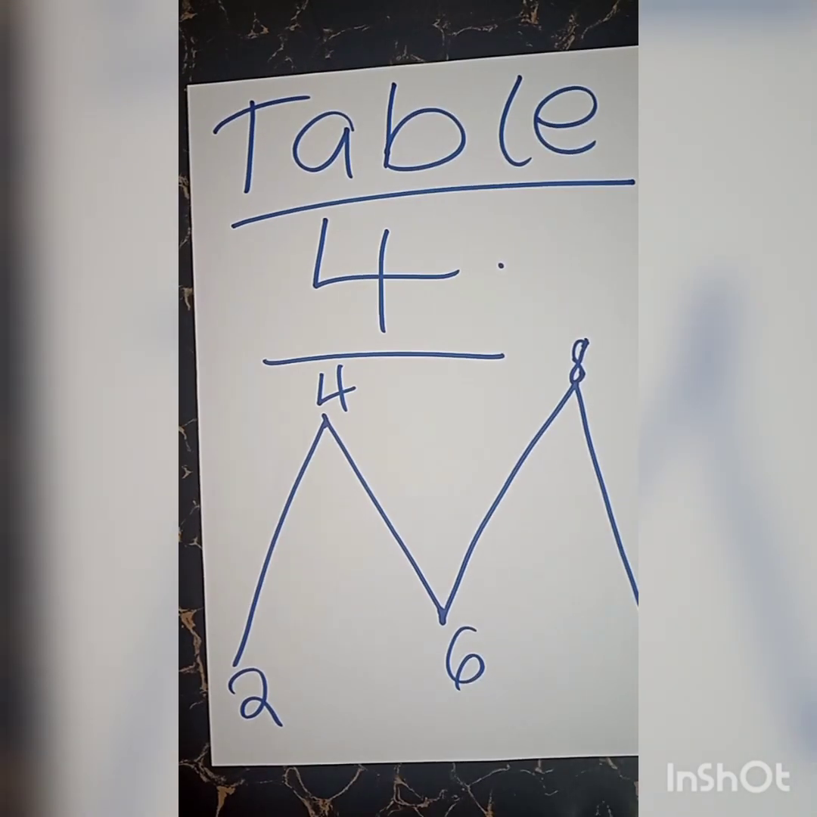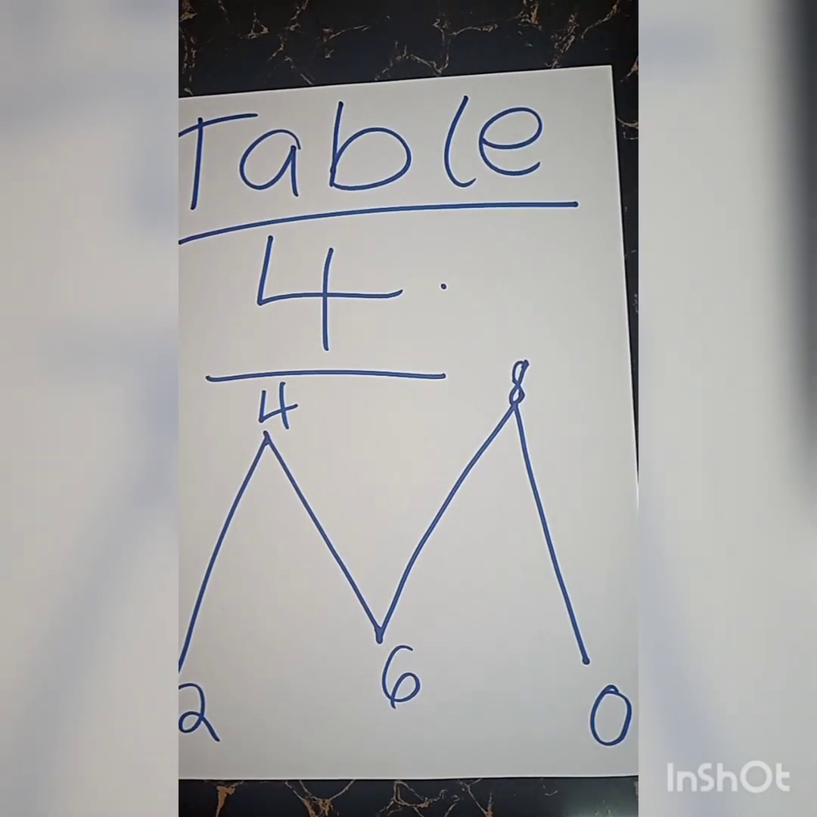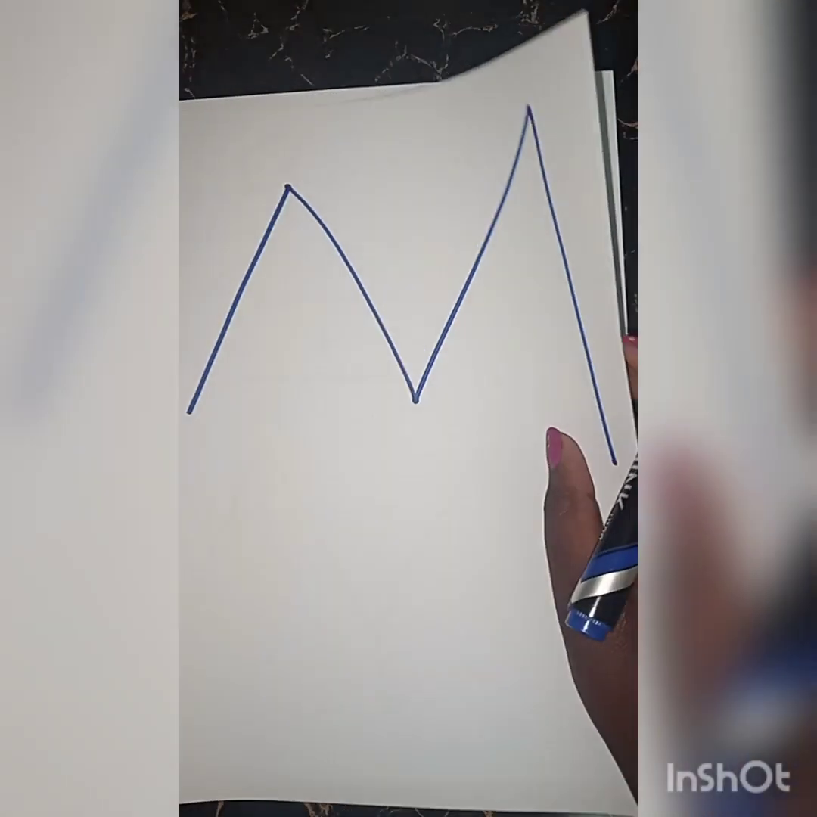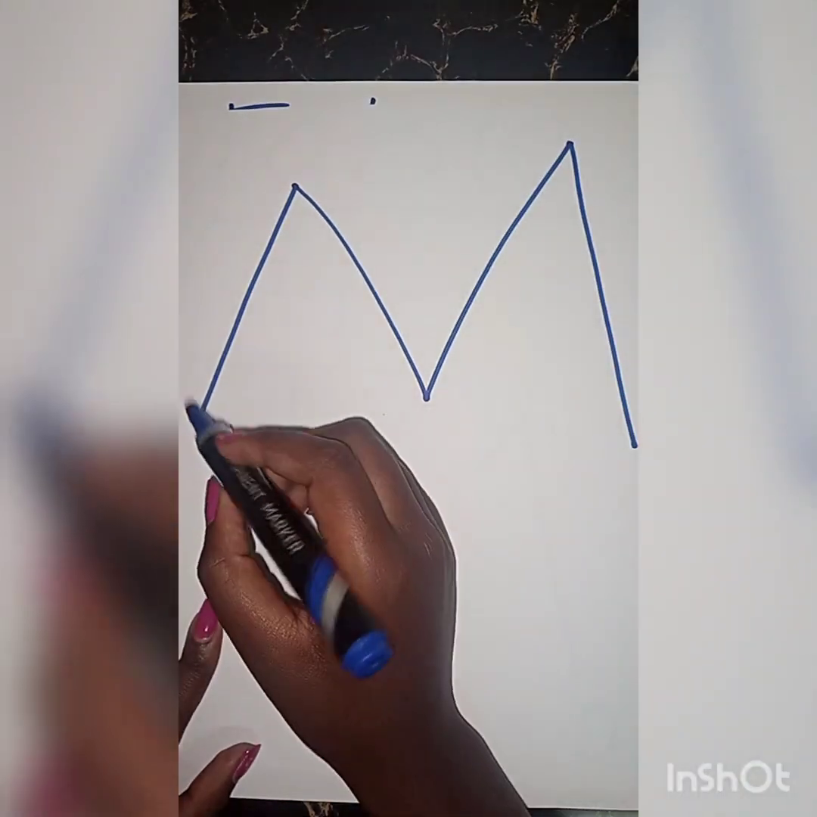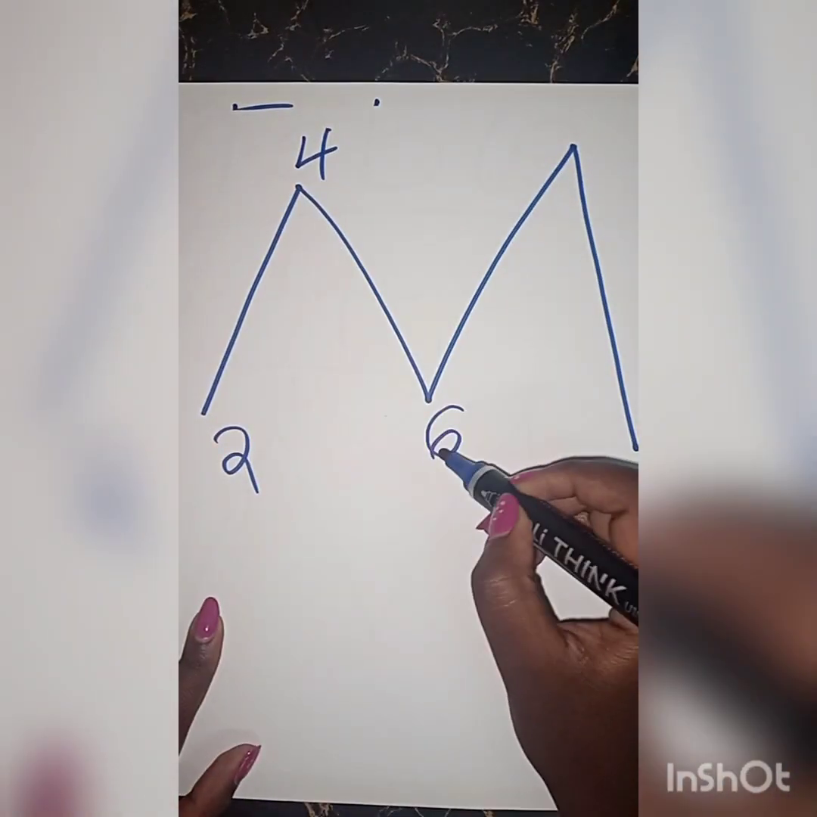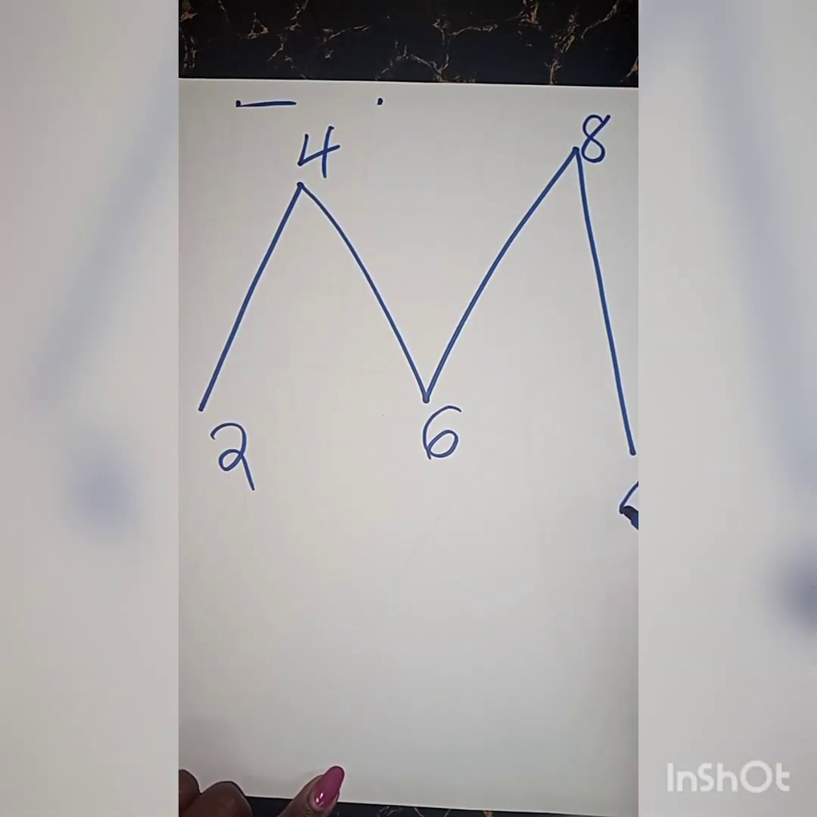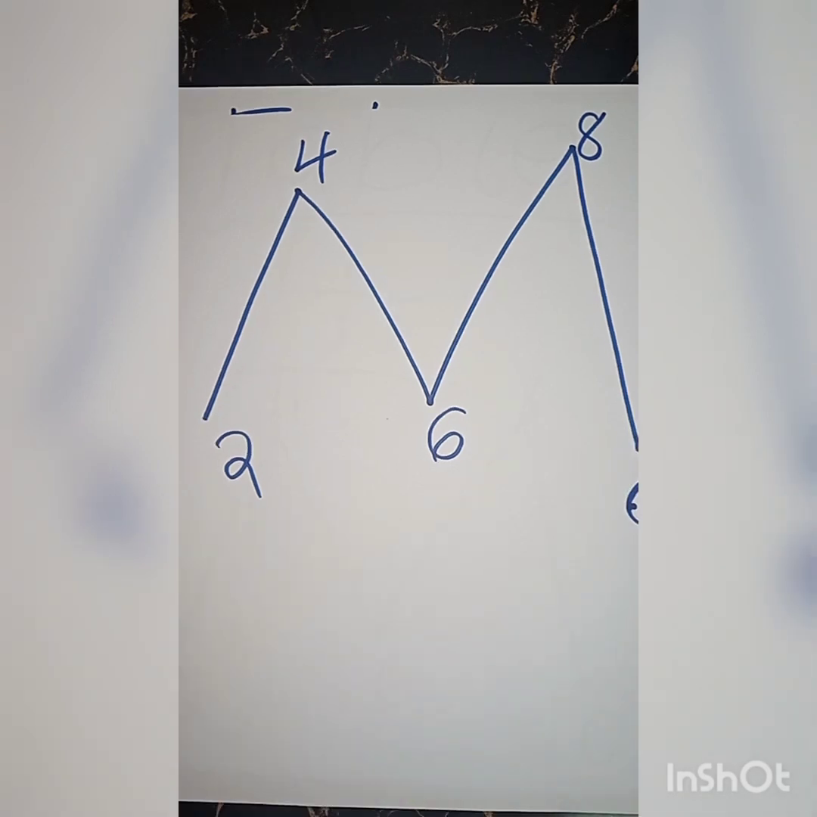Okay? And then of course, you do the same thing for the second pointed zigzag. Okay? So 2, 4, 6, 8, and 0. Okay? And that's it for the digits in the ones place.